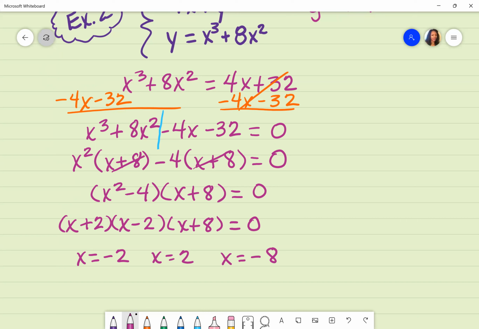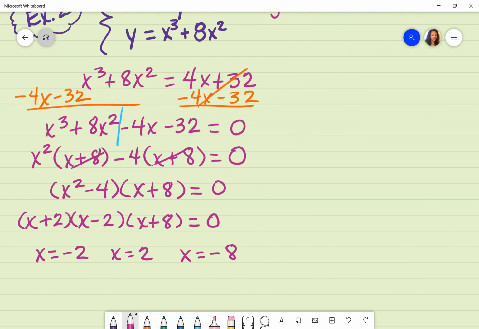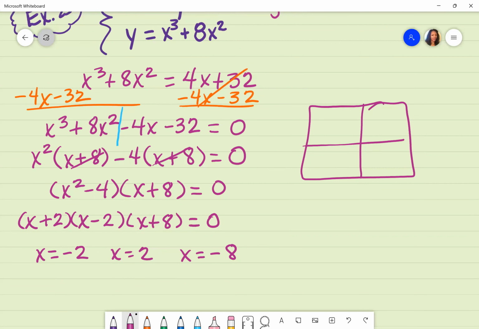For those people who do not know how to factor by grouping, let's go back to this part. Since we have 4 terms and we have 4 boxes in the area model, or the box method, we just go ahead and put in those terms: x cubed, 8x squared, -4x, and -32. Focus on the first row only. What is the greatest common factor between the two? What you can take out is x squared.